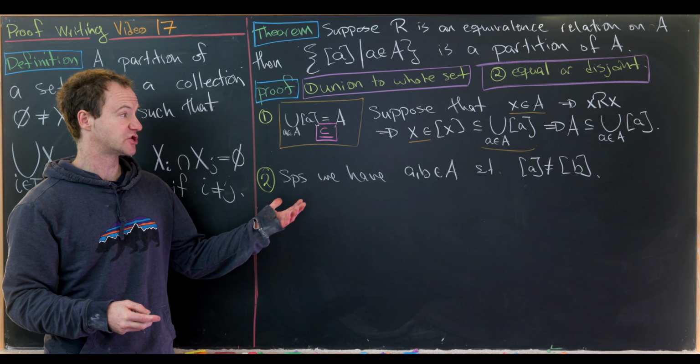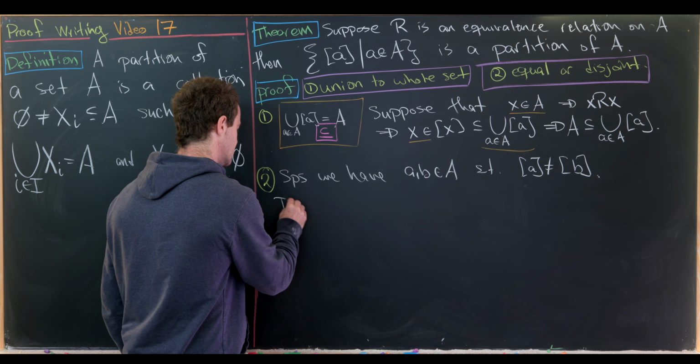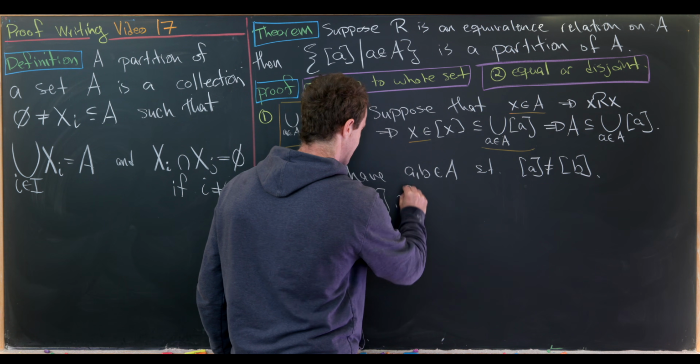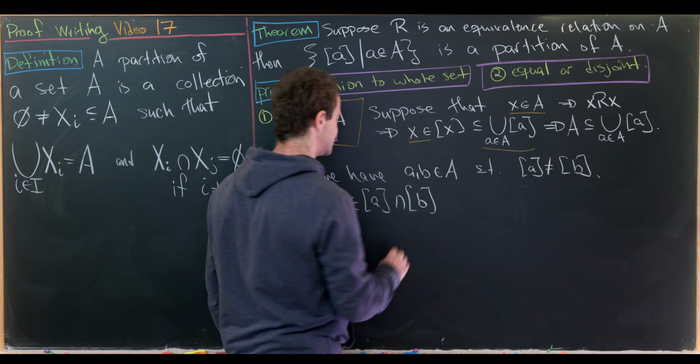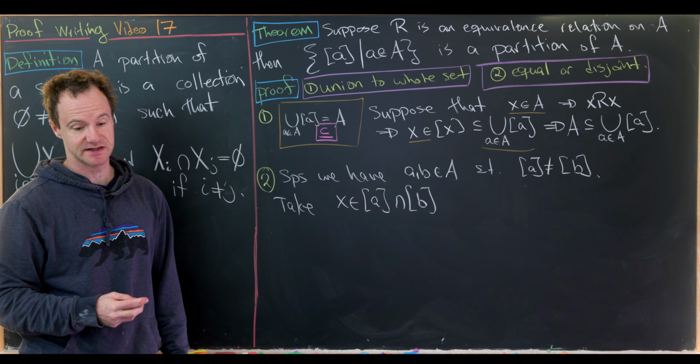And then we want to show that they're disjoint, and we'll do that by contradiction. So let's take an element X from their intersection. This is how we're moving towards a contradiction. We'll show that no such X can exist.